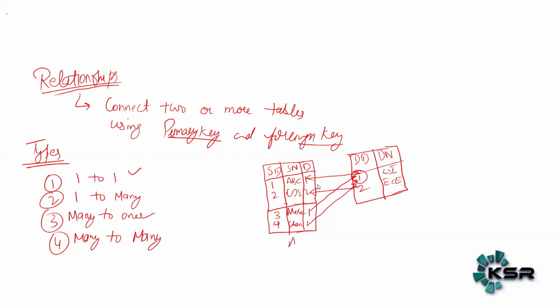So if we say this is table A, this is table B, how are table A and B connected? They are connected in one to many, right? One department has many things. Let me put it another way. Basically, one department has many students. So this is many to one. Got it? Yes.